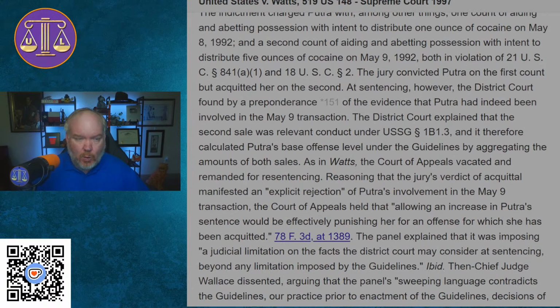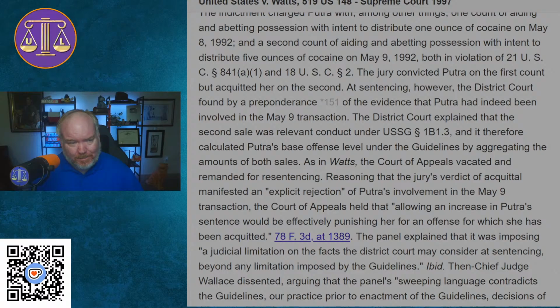The jury convicted Putra of the 1st count, but acquitted her of the 2nd. So it's like, we don't really find the 5 ounce thing. We don't really think that she possessed 5 ounces with intent to distribute. But we do think she had 1 ounce with intent to distribute. We find that. These are 2 separate events, by the way, at 2 separate times. So there's no problem there, right? These are 2 separate offenses at 2 separate times. So on date X, we find that she had 1 ounce with intent to distribute. But on date Y, we don't find that she had 5 ounces with intent to distribute.